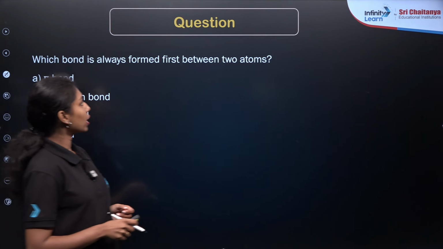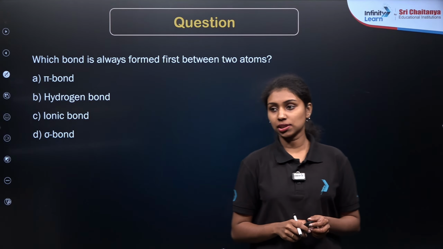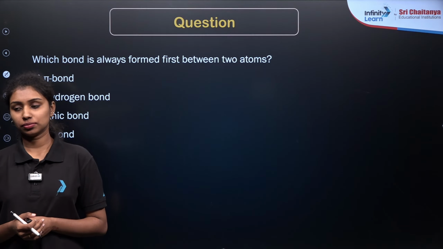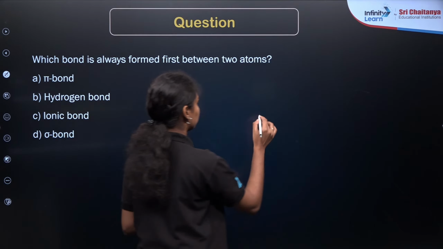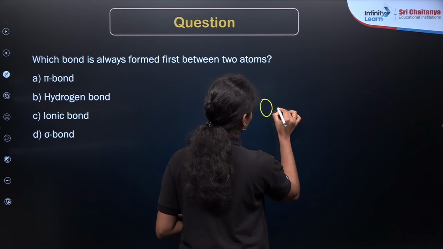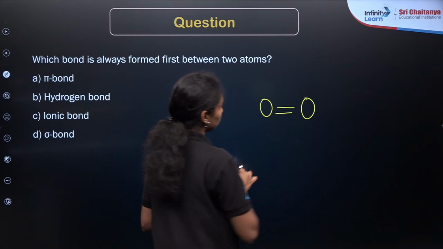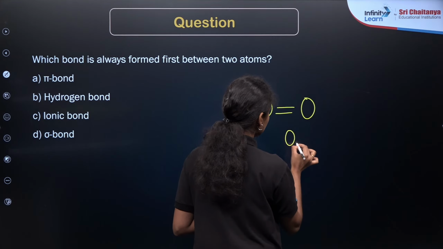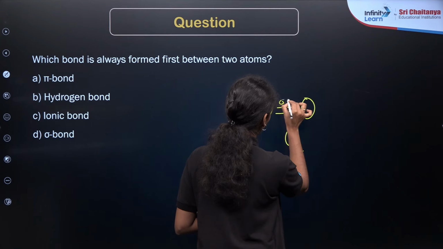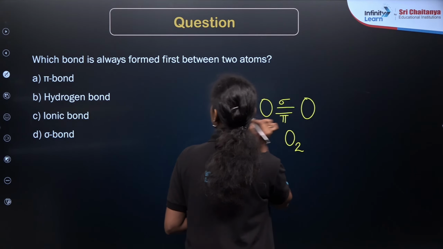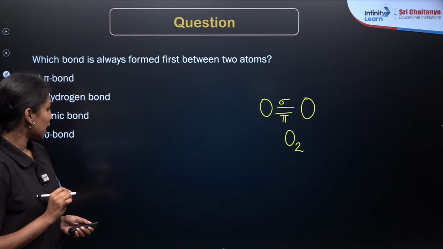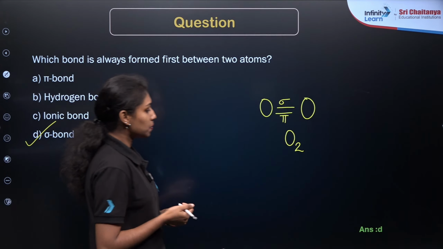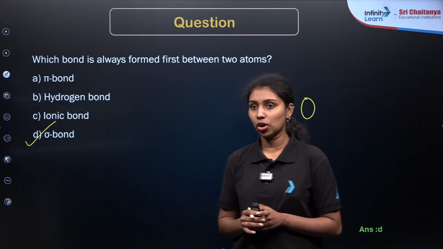Then, which bond is always formed first between two atoms? If you are considering the oxygen molecule over here, a double bond is present. The first bond formed is a sigma bond and the second bond formed is a pi bond. So here option D will be the correct answer. That is, sigma bond is formed first between two atoms in a double bonded or multiple bonded compound.